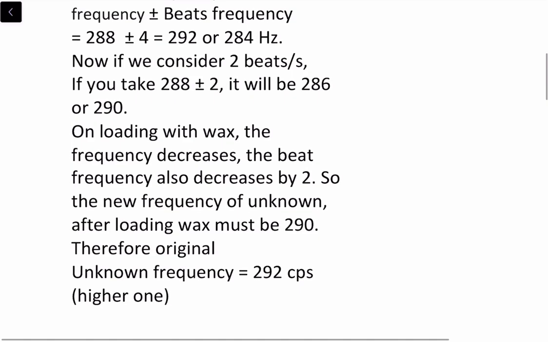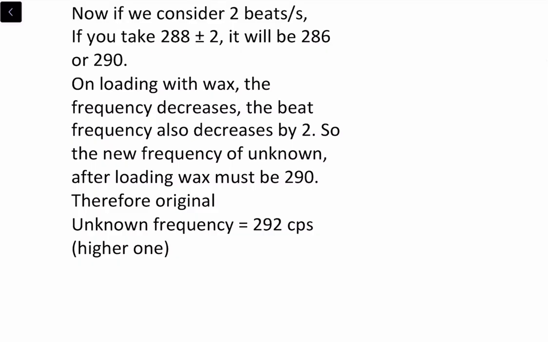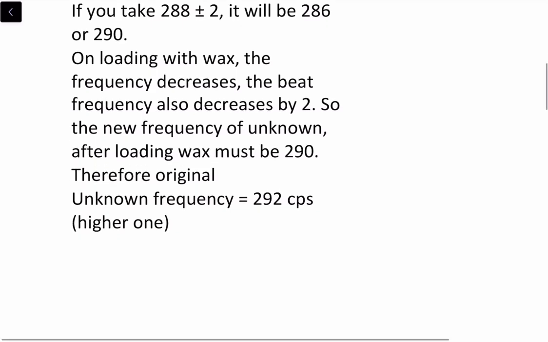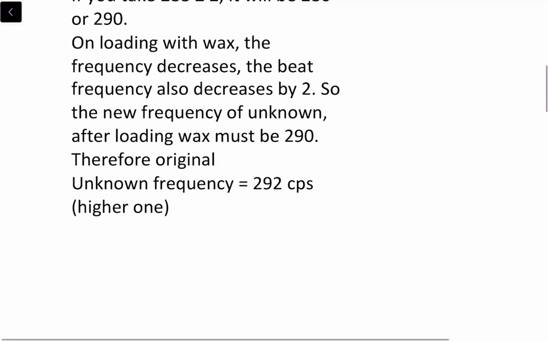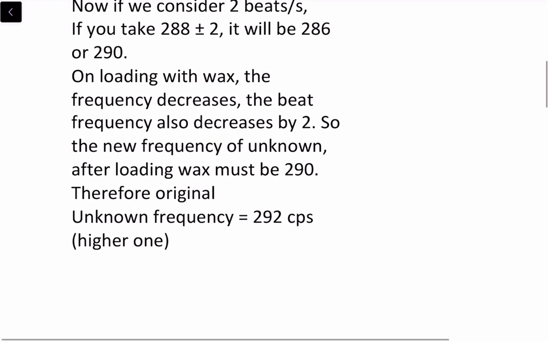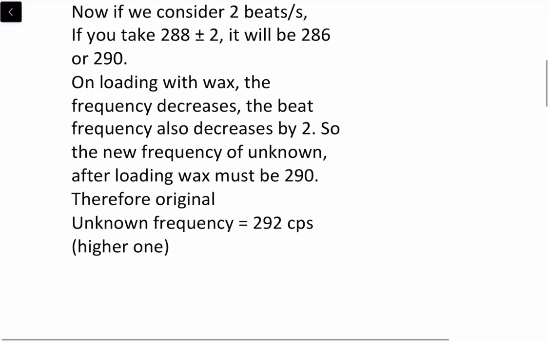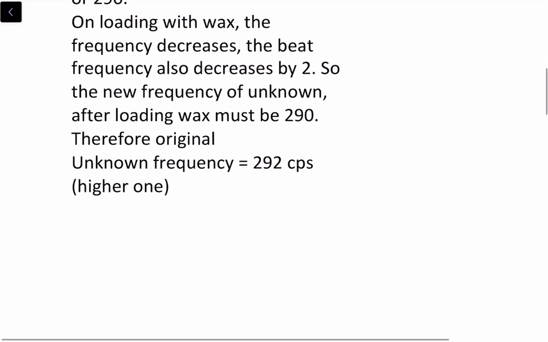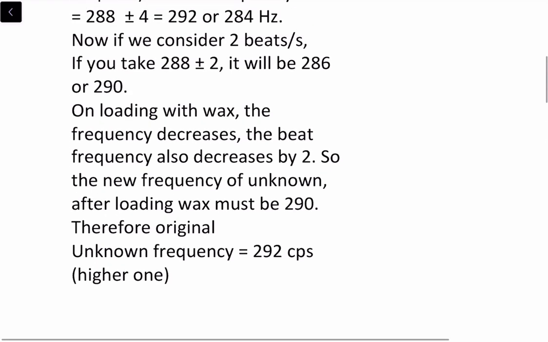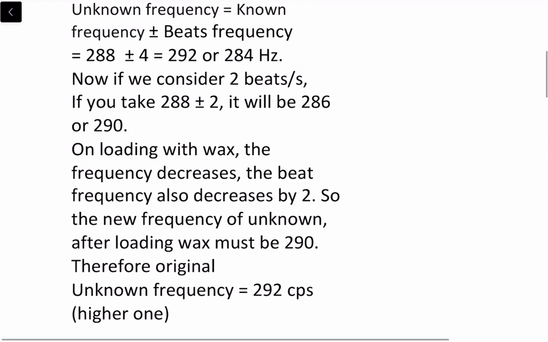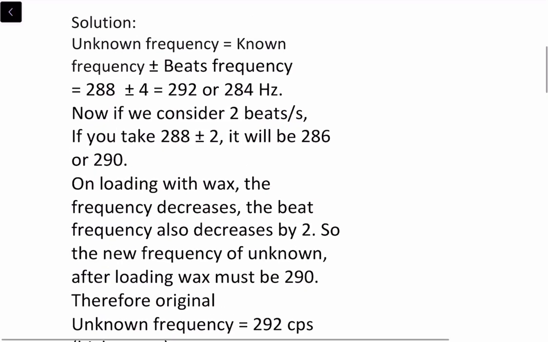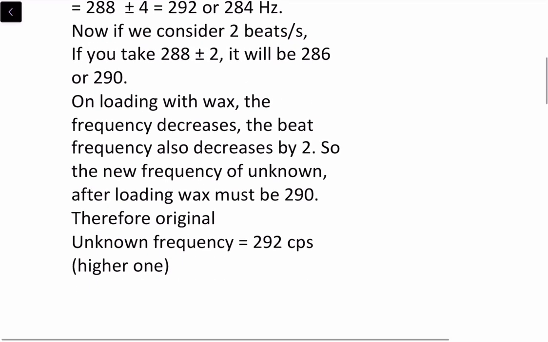On loading with wax, as I just told you, the frequency decreases. So the beat frequency also decreases by 2. So the new frequency of the unknown after loading the wax must be 290. Therefore, the original unknown frequency must be 292 cycles per second, which is the higher one, because after putting the wax it comes down. Previously it must be 292, now it must be 290.